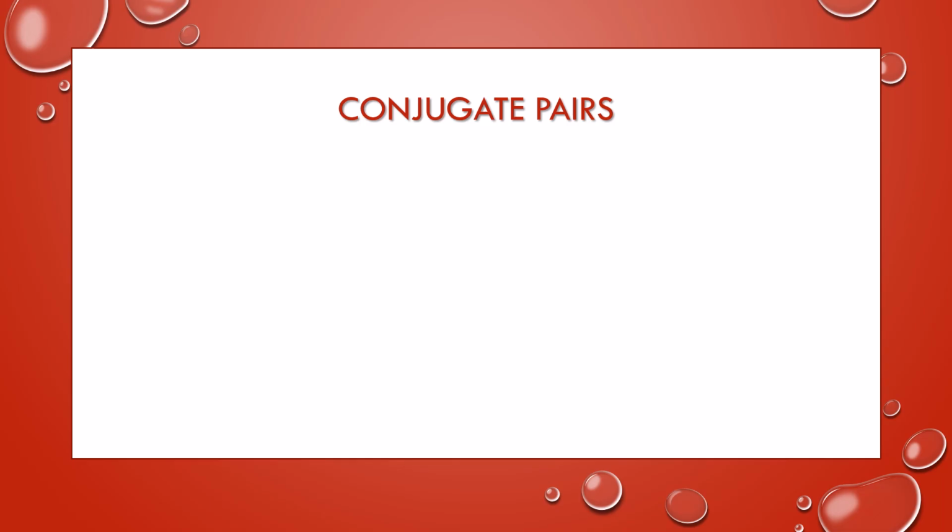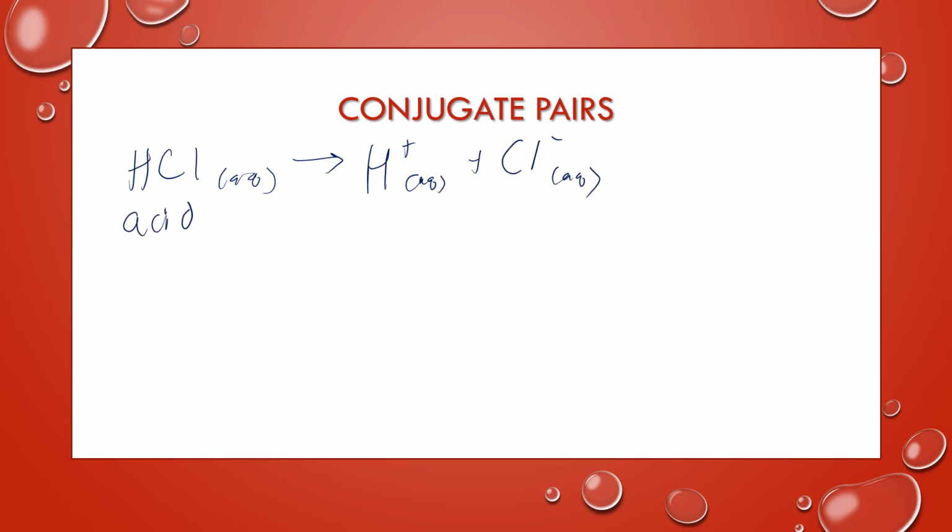Let's use that hydrochloric acid example from before. Let's say hydrochloric acid is aqueous and dissociating into hydrogen ions and chloride ions. The hydrochloric acid is acting as an acid because it loses its hydrogen. What's left over is what we call the conjugate base. So when an acid loses its hydrogen, what's left is the conjugate base.